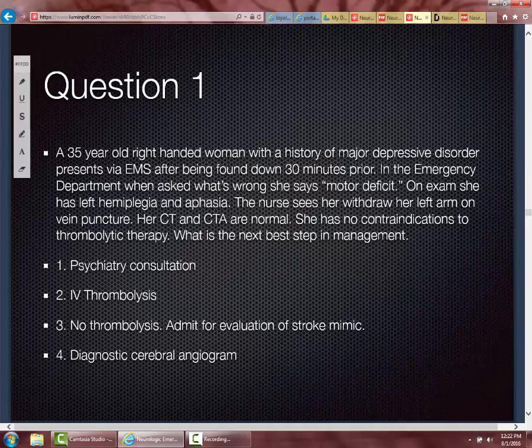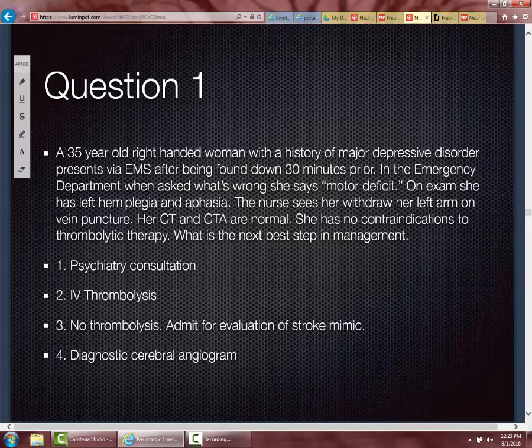So you have psychiatry consult, IV thrombolysis, no thrombolysis, admit for stroke mimic, or emergent diagnostic cerebral angiogram. Anyone want to guess? Psych consult. Okay. Can I ask you why you say psych consult? Yes, I agree. But that's the wrong answer.